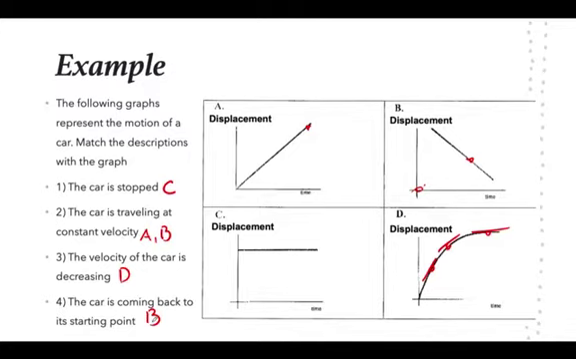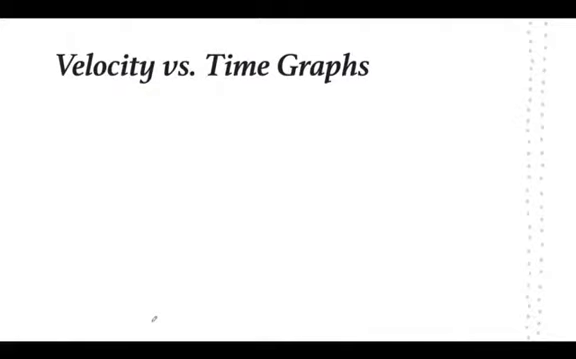All right. The next type of graph that we're going to look at is a velocity versus time graph. Not to be confused with the speed versus time graph. Most of the characteristics are the same, except for a couple of things. A velocity versus time graph could be negative. It could go below the x-axis, while a speed versus time graph must be above the x-axis.